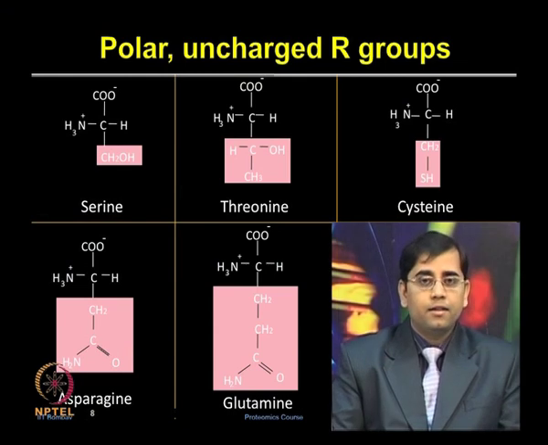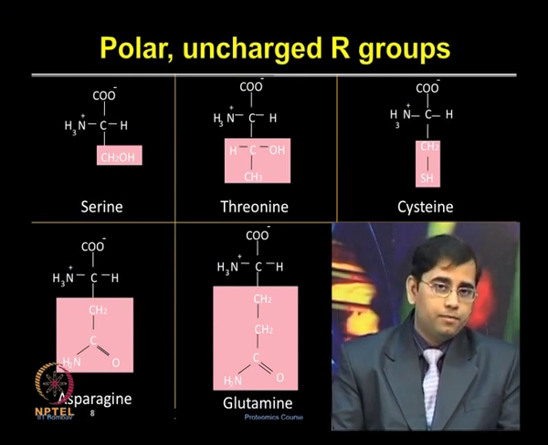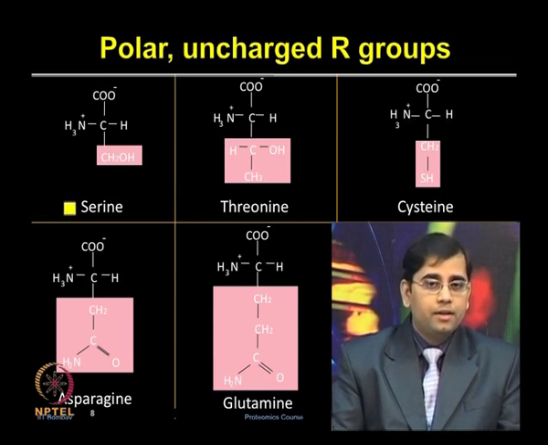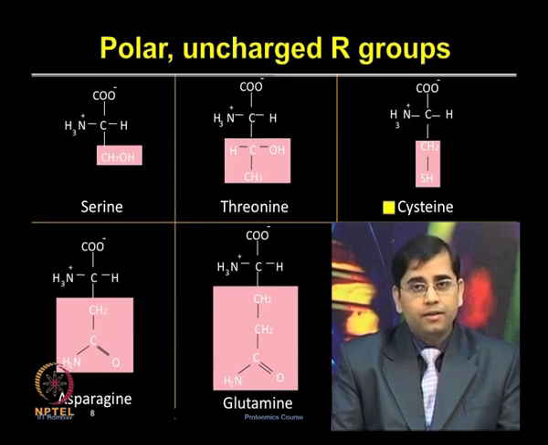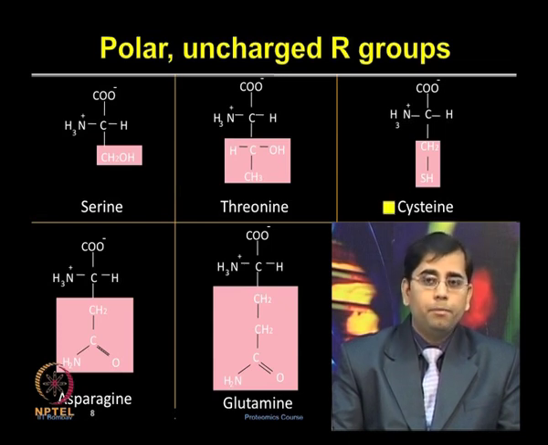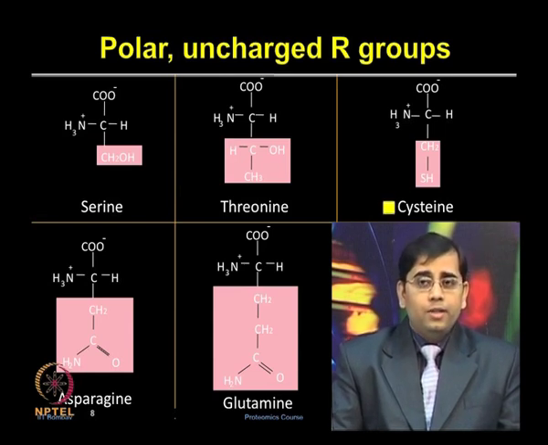The next category is polar uncharged R groups. Let us start with serine, which resembles alanine in structure, but contains a hydroxyl group. Threonine resembles valine in structure and contains a hydroxyl group. It has an additional asymmetric center. Cysteine is similar to serine, but contains a sulfhydryl or thiol group. Two cysteine molecules form cystine.